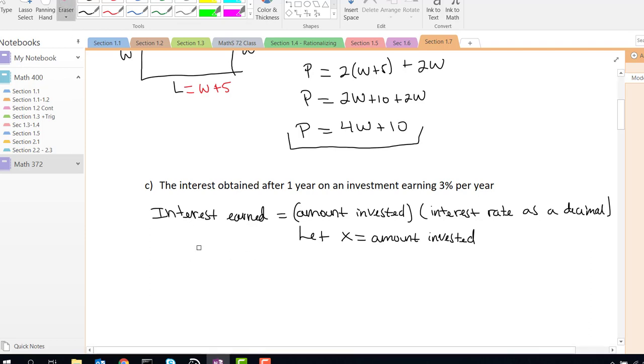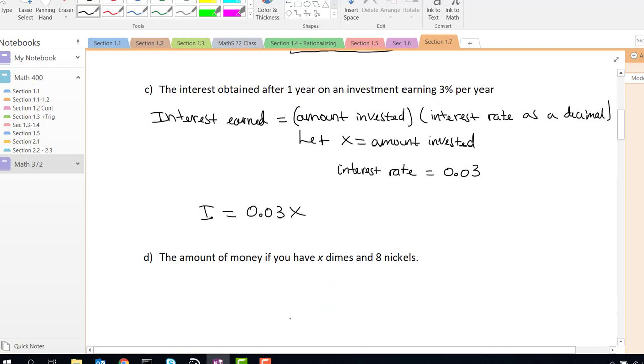And the interest rate as a decimal is 3%. So as a decimal, that's 0.03. So the interest earned is going to be the amount invested times the interest rate as a percent. So it'll be 0.03 times X. So that will be our interest.